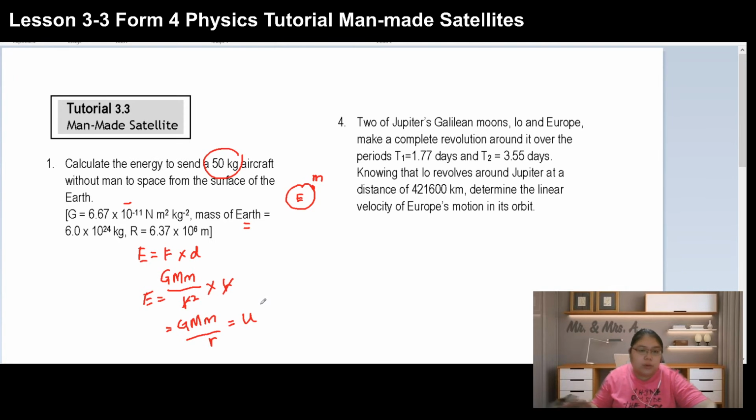Okay, so we need to apply all the values in, then you find the answer, what is the energy. The final energy unit should be joule. Remember it's joule. So this is the formula, you apply all the values. I show you the final answer here is 3.14 times 10 power of 9 joule. So this is the final answer. Okay, now we go to the second one.